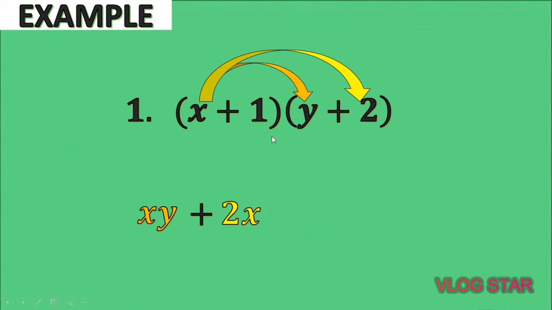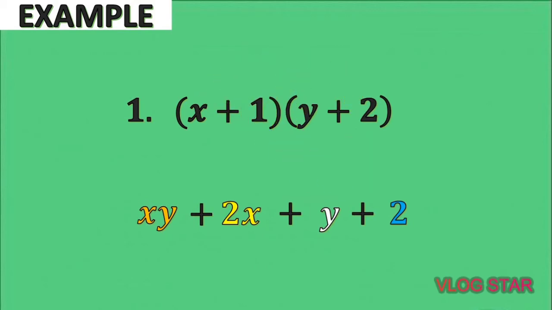Next, we are going to distribute this positive 1 to y plus 2. Positive 1 times positive y, the result is positive. Let's put plus, product is y. Now lastly, positive 1 times positive 2, again they are both positive, answer must be positive, putting plus sign, product is 2. Therefore, the result is xy plus 2x plus y plus 2.